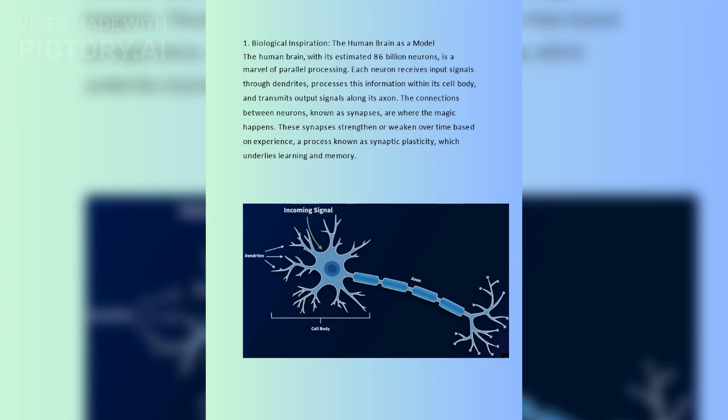The human brain, with its 86 billion neurons, serves as a marvel of parallel processing. Each neuron processes information and transmits signals, forming connections known as synapses. These synapses strengthen or weaken over time, a process called synaptic plasticity, which is crucial for learning and memory.